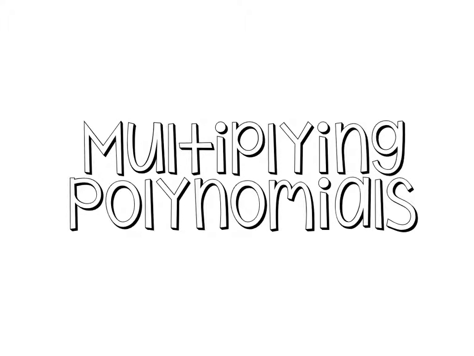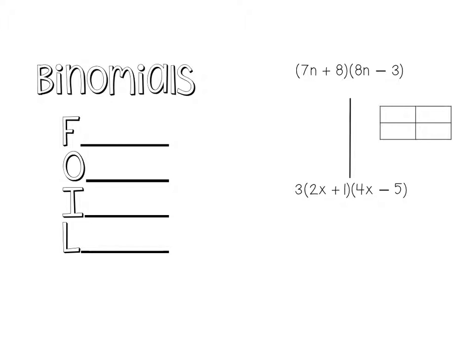This lesson is on multiplying polynomials, so we're going to go through how to multiply binomials and other polynomials. First, we're going to talk about binomials, and we're going to use the FOIL method, which means that we multiply first, outer, inner, and last terms. You can also use the box method for this. So looking at the first example, we're going to go through the FOIL method first and then the box method.